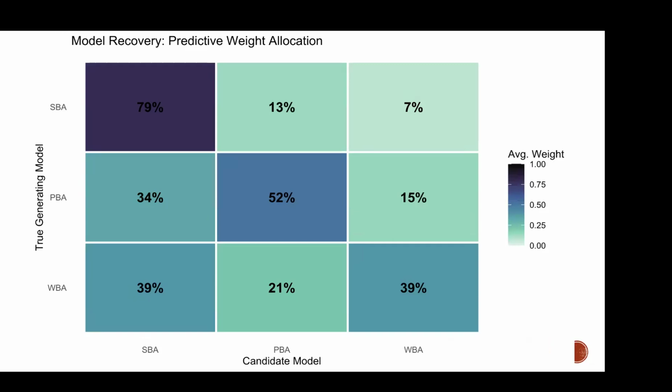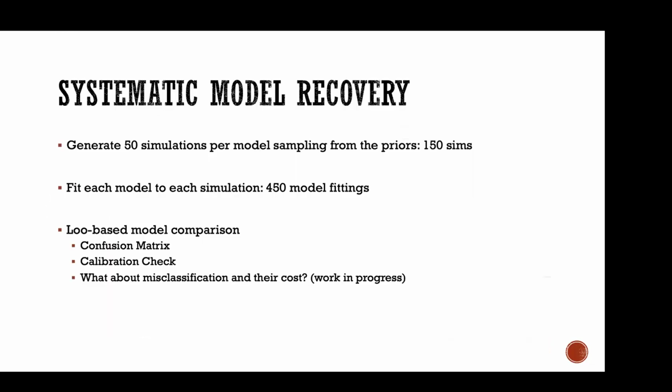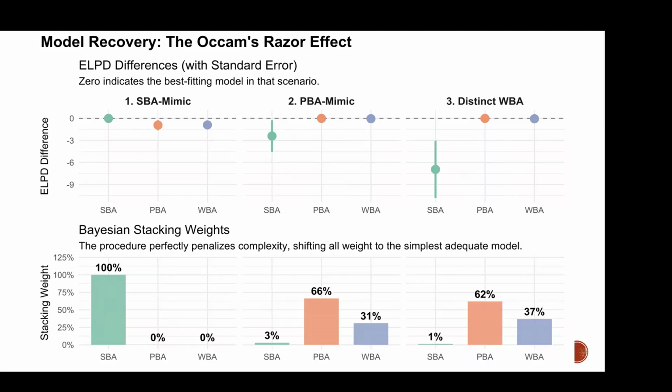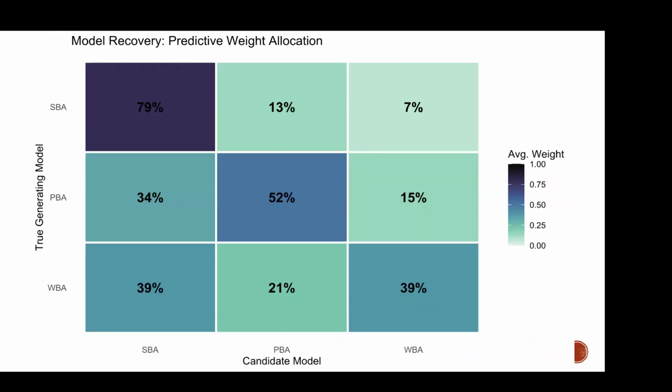This is the confusion matrix, right? The diagonal is the place where we would want all the numbers to be. We see that with SBA, it's 80% that it gets the right model. As you know, it's slightly worse than what we would have expected from here, where it was 100%. But there's a lot of uncertainty involved. It's good to have a lot of simulations for that.